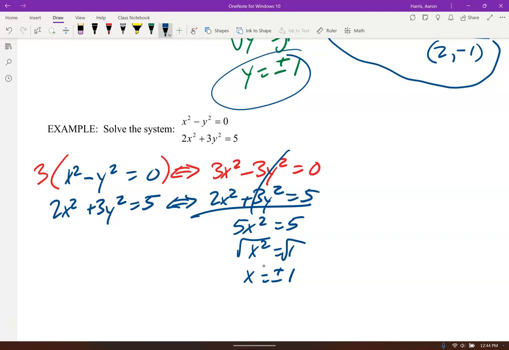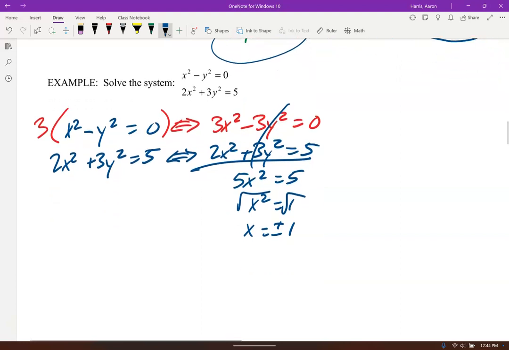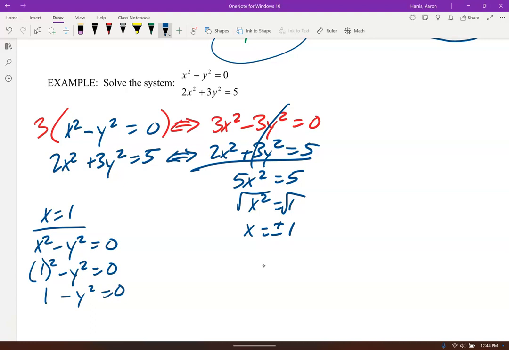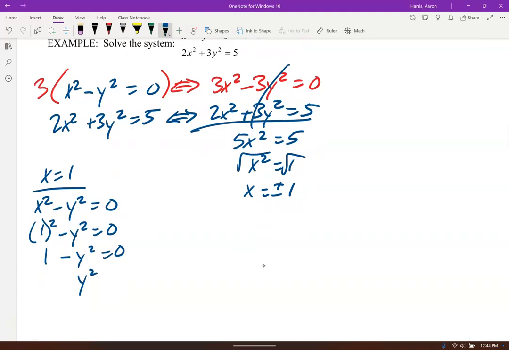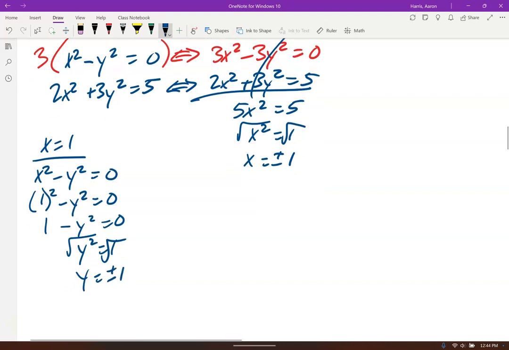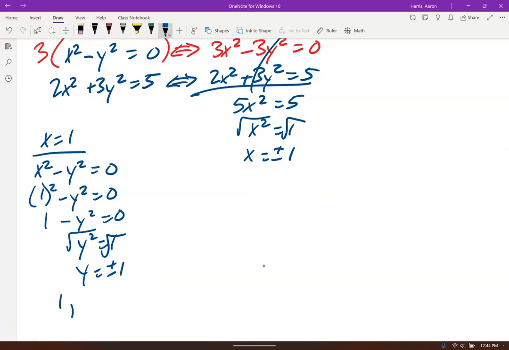And so if x is 1, now we're going to go back to either of the equations here. Let's go with x being 1. I'm going to plug it into x squared minus y squared equals 0. 1 squared minus y squared equals 0. So y squared is 1. Square root, so y could be plus or minus 1. So when x is 1, y is plus or minus 1.